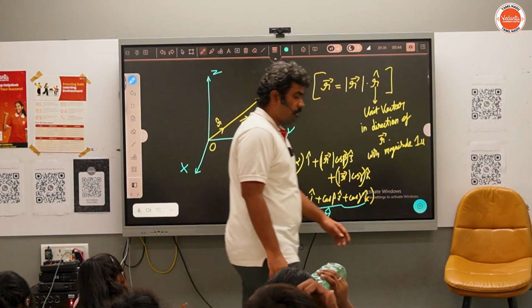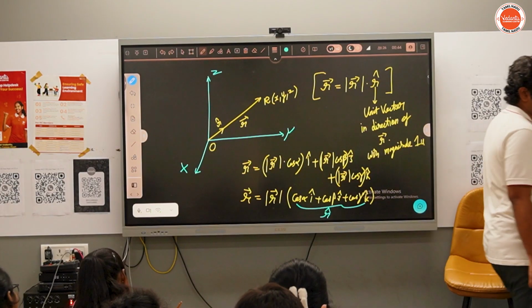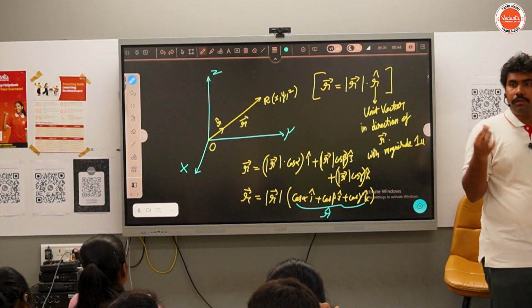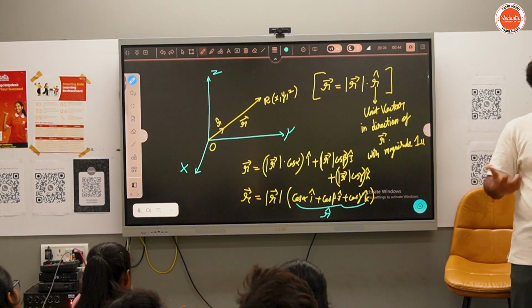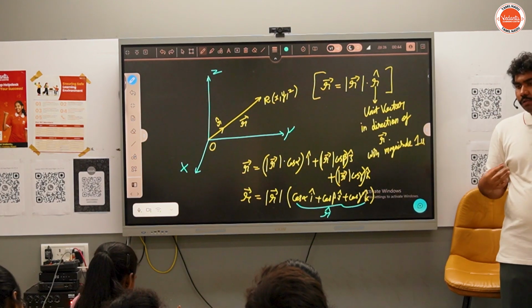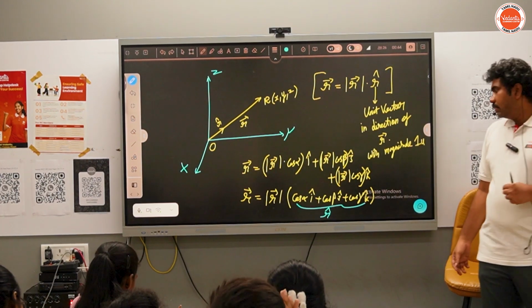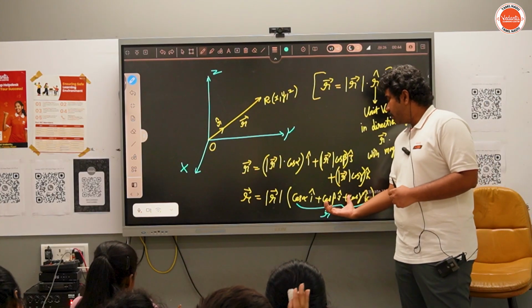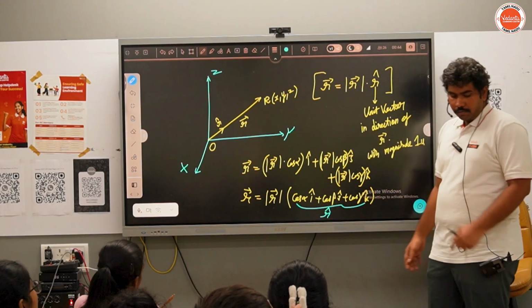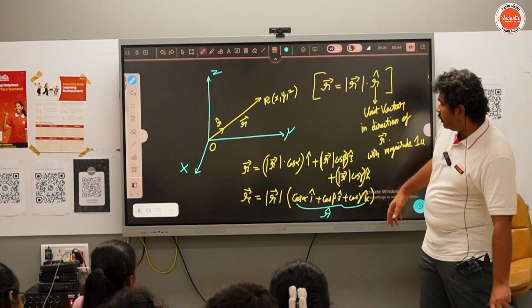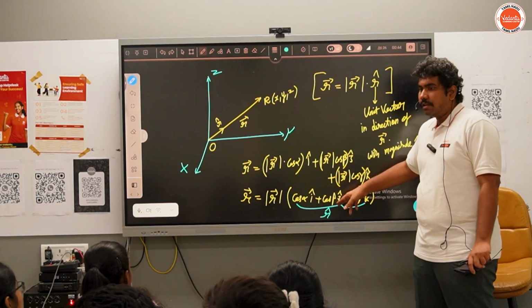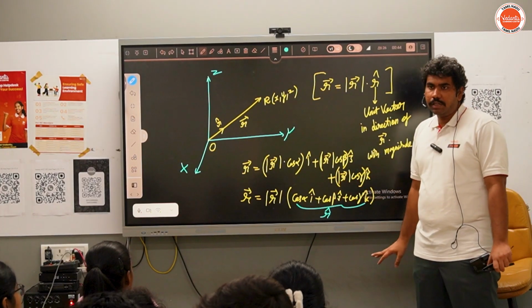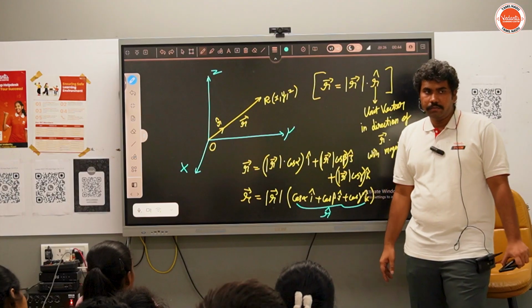Okay, now as we already saw, R cap is going to have a magnitude of 1. R cap has magnitude 1, so what can you say about the magnitude of this? What is the expression we get? Cos square alpha plus cos square beta plus cos square gamma equals 1.